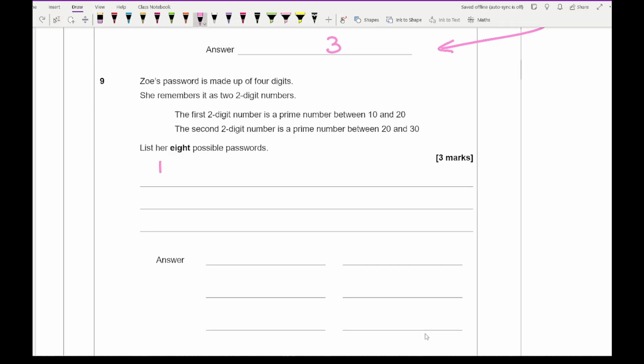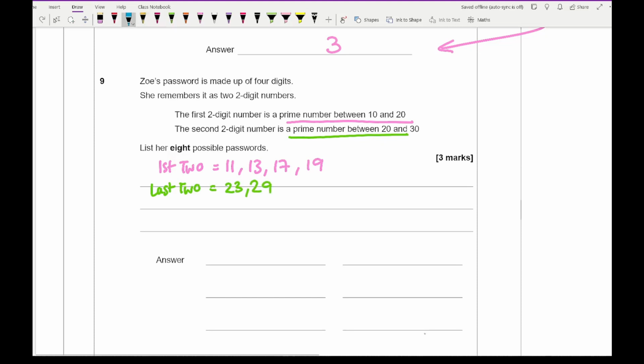So in terms of the first 2 digits, well, a prime number that's between 10 and 20, it can either be 11, 13, 17, or 19. And the last 2 digits, well, a prime number that is between 20 and 30, that's either going to be 23 or 29.